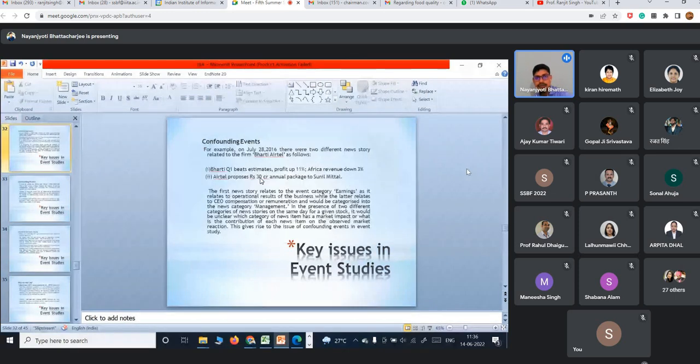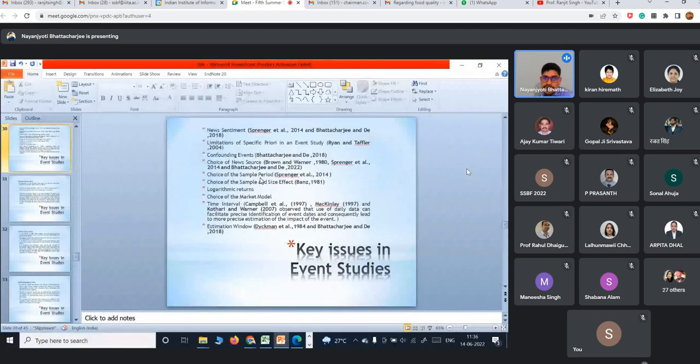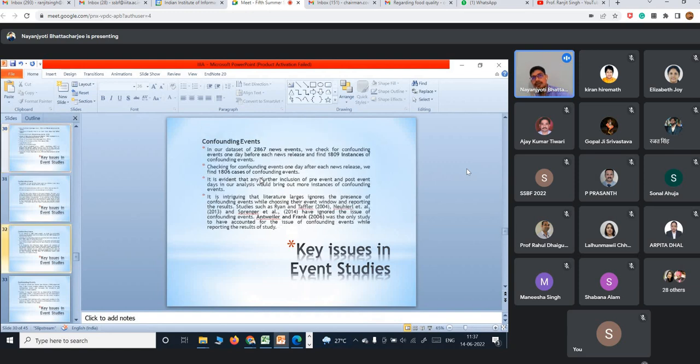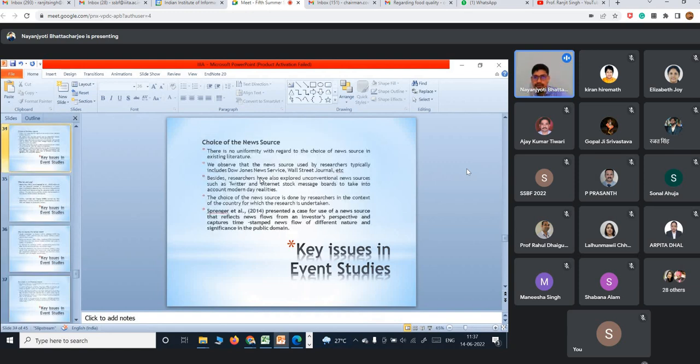Then we touch upon the issue of choice of the news source. As I said, in an event study we are trying to understand the impact of a particular information flow on stock prices and trading volume. The first key issue here, apart from deciding what kind of event we are trying to understand, whether we work with a specific event a priori or with multiple events at the same time, is that we need to decide on the news source. When I say news source, typically in literature, if I can go back to that slide, there is no uniformity.